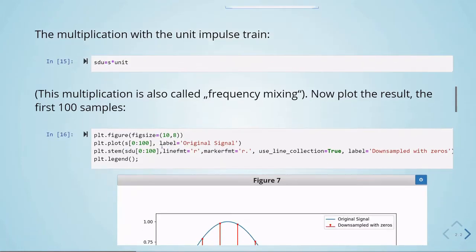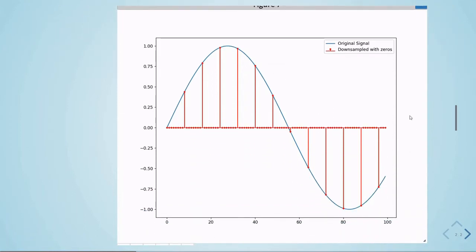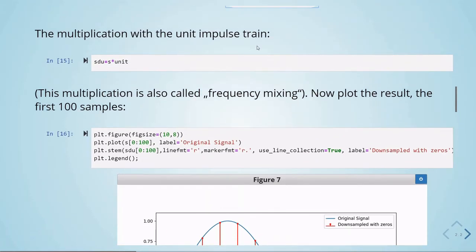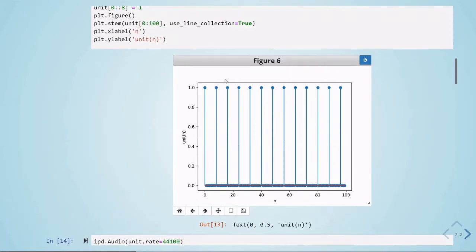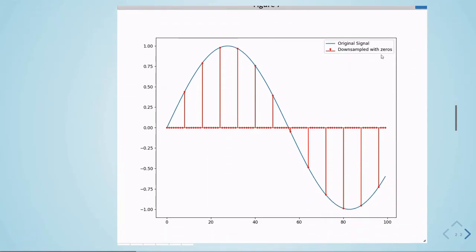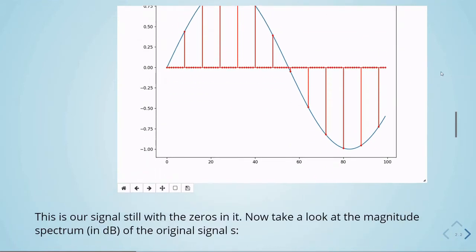and we can plot the result for the first 100 samples. So this is our original signal in blue, and we had a sine wave. Now we're multiplying this signal with this unit impulse train, and what we have is this downsampled version, still with the zeros on. So when we multiply, we get this in red, and this is the downsampled version with the zeros on.